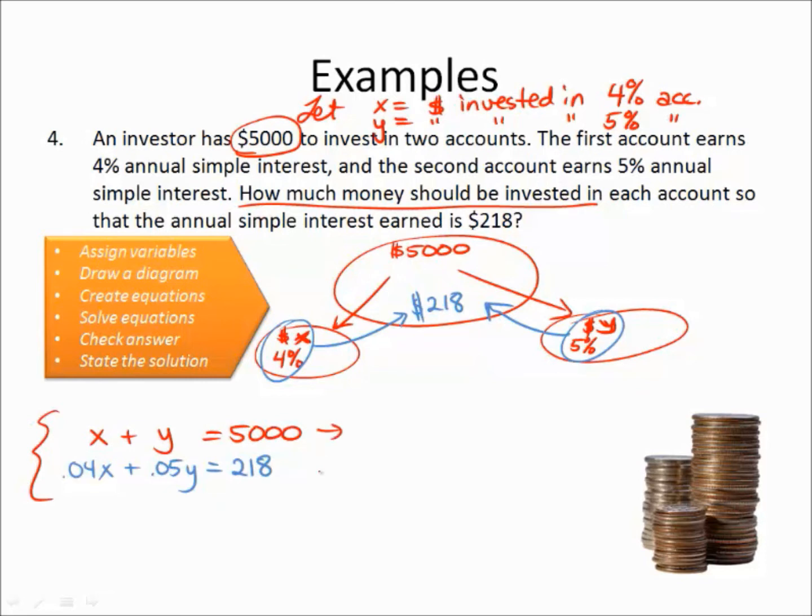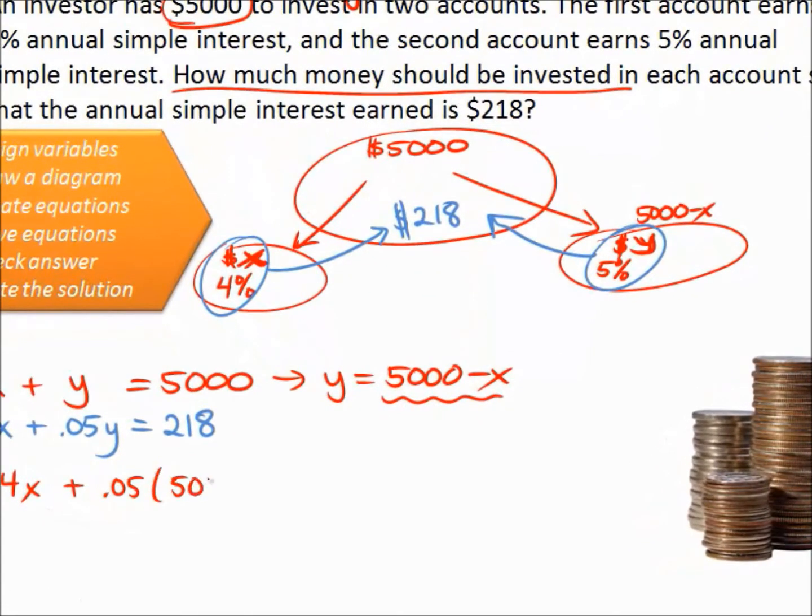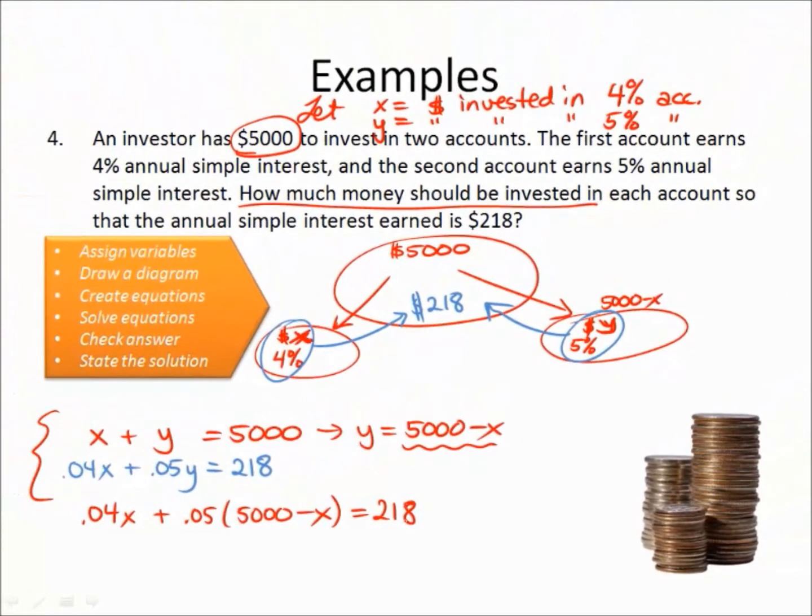Let's take this and apply what we used to do to this and look at substituting for y. So let's say y equals 5,000 minus x. So notice that that tells us that there was x dollars in this account and 5,000 minus x dollars in this account. So if we take 4% of our x dollars plus 5% of our 5,000 minus x dollars, that should give us the total interest of $218. Really try to make sense of this so that you see what each of these expressions really means. Let's continue to solve this.